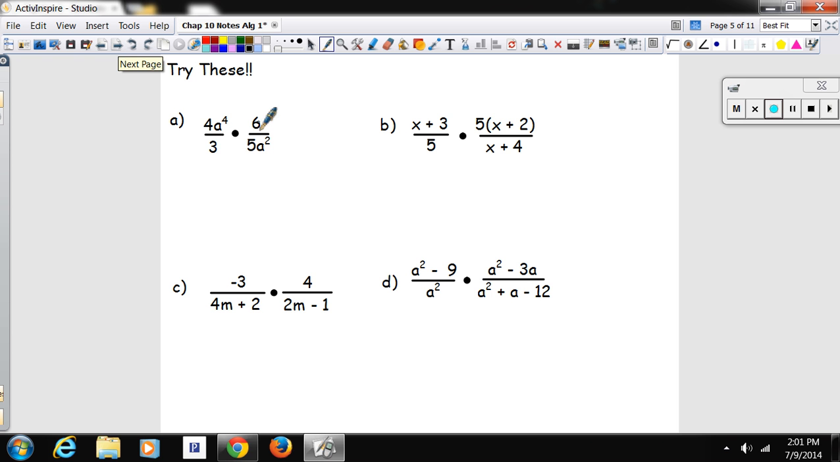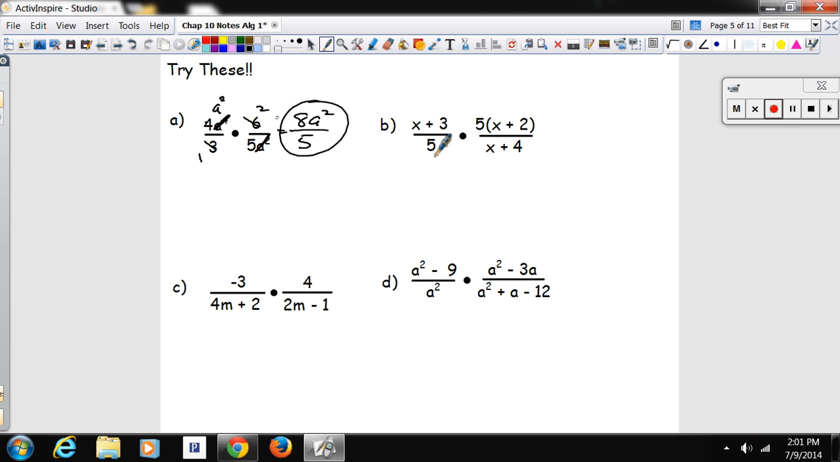We could reduce some of these. The 6 and the 3. 3 goes into 6 2 times. You've got 2 a's on the bottom. You could take 2 a's off the top and get a squared. So 4 times 2 is 8, and then a squared. And 1 times 5 is 5. So there's your solution to A.